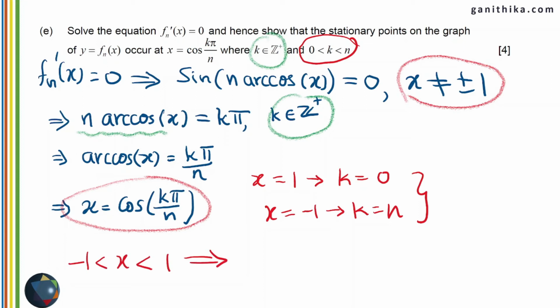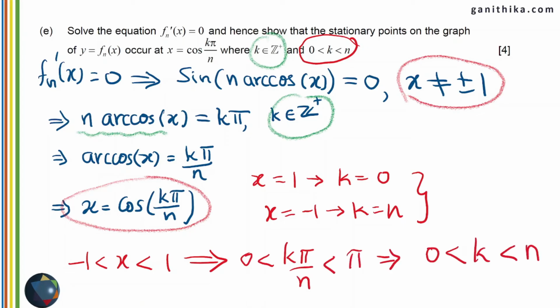And minus 1 to 1 is the x values, and k pi over n is in the range of arccos x, therefore it is between 0 and pi. And therefore, simplifying this, you will get 0 less than k less than n, and this is what is required in the question. So, you have three parts in this question. One is expressing x as cos(k pi over n).